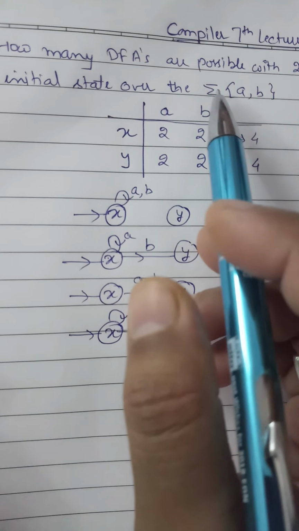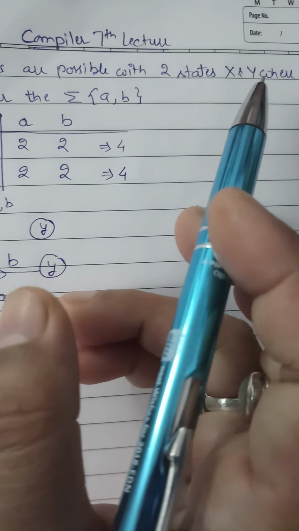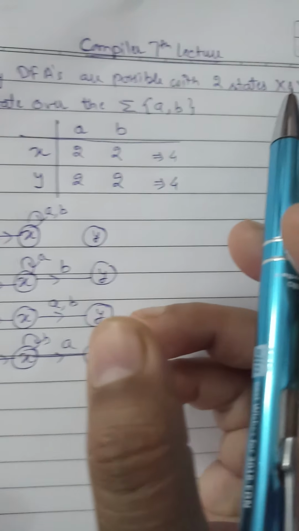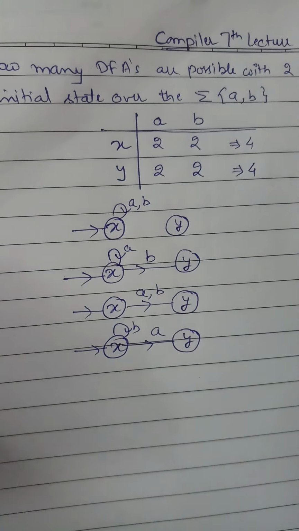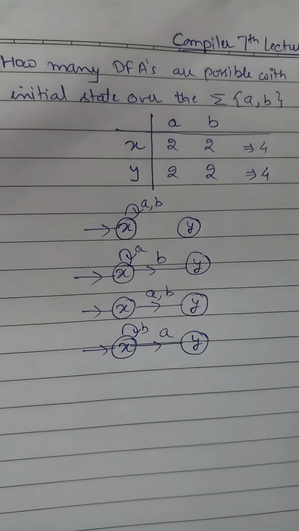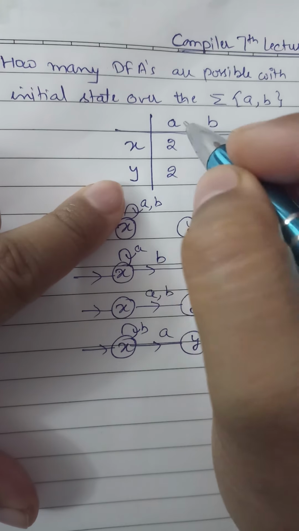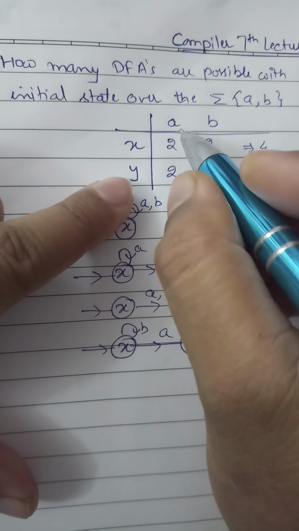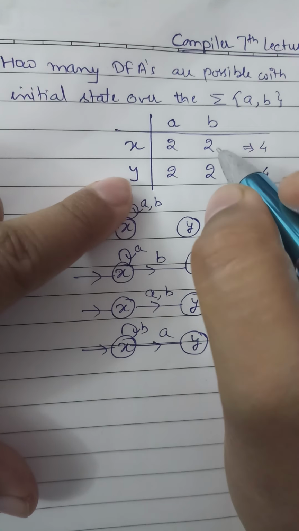How many DFAs are possible with two states x and y, where x is an initial state, over the alphabet A, B? For x and y there are two states and we have alphabet A, B. For the A alphabet here there can be two choices. For the B alphabet here there can be two choices.